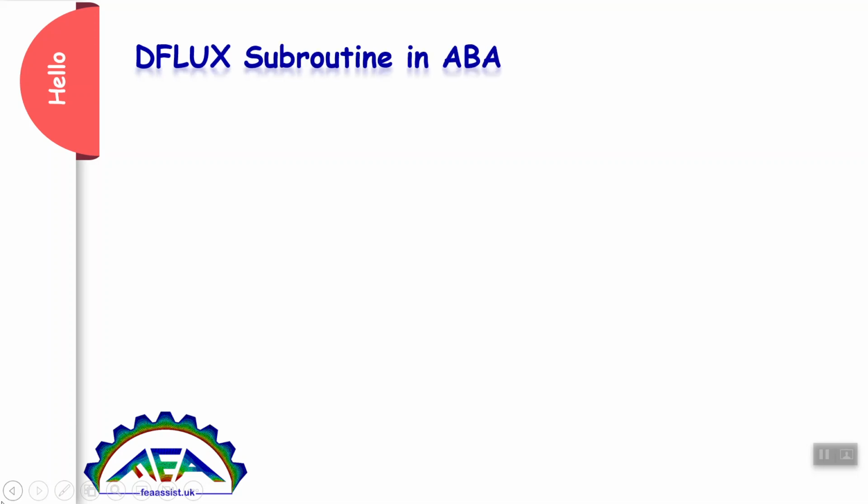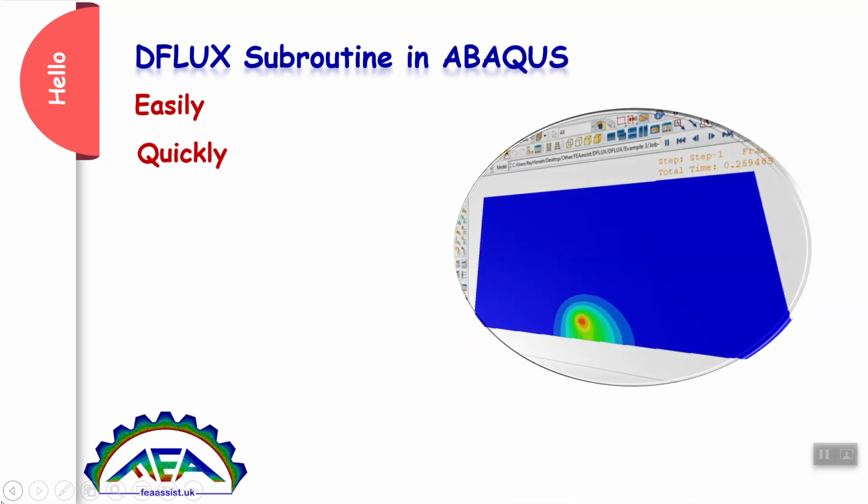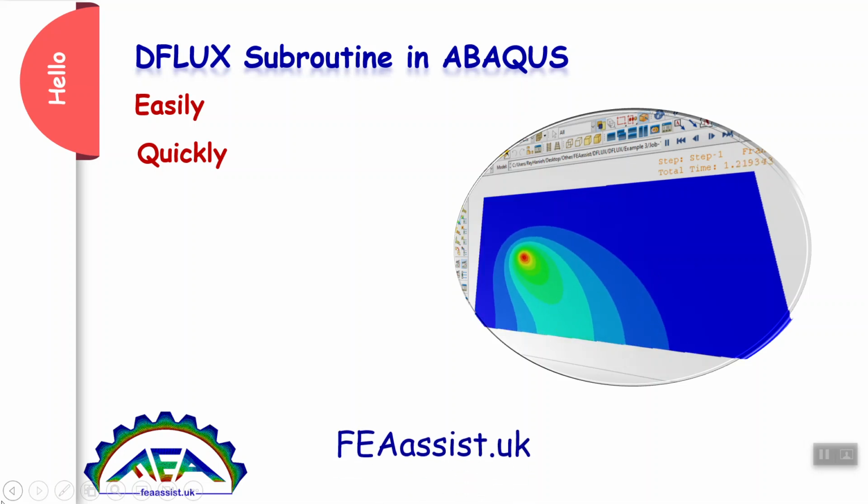Hello, you want to learn DFLUX subroutine in Abaqus easily and quickly. Indeed, DFLUX is a subroutine to define heat flux in heat transfer problems and mass flux in mass diffusion problems. In other words, if you want to have a movable heat source like a laser, or a movable object in your problems like carbon atom diffusion, you need to define a DFLUX problem. Stay with us.